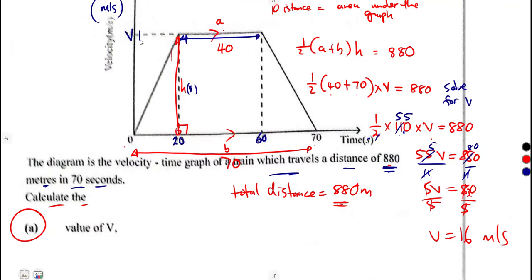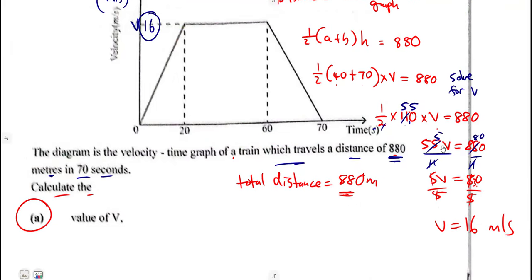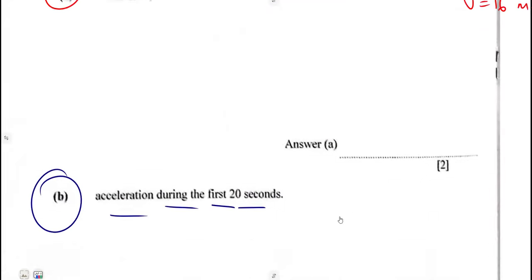So this V here is what? 16, representing the meters per second. That's how we can play around with it. So that was our value of V. Then the acceleration here, the acceleration during the first 20 seconds, all right?